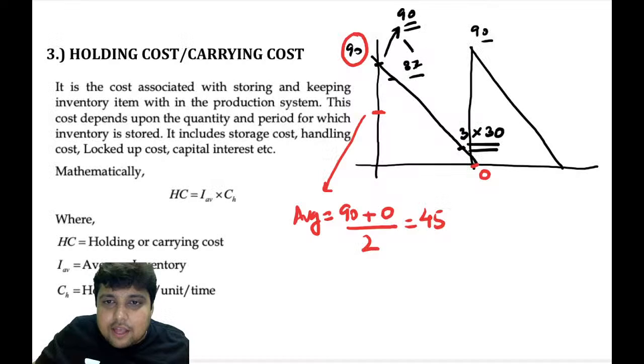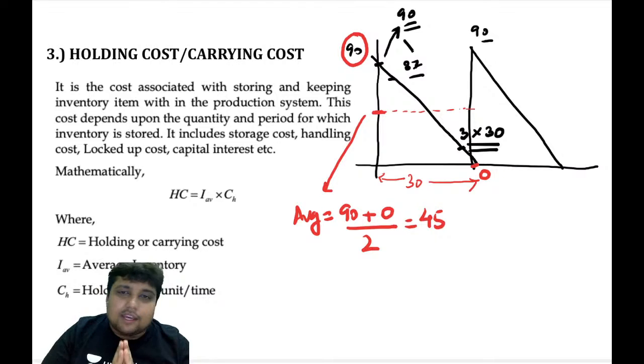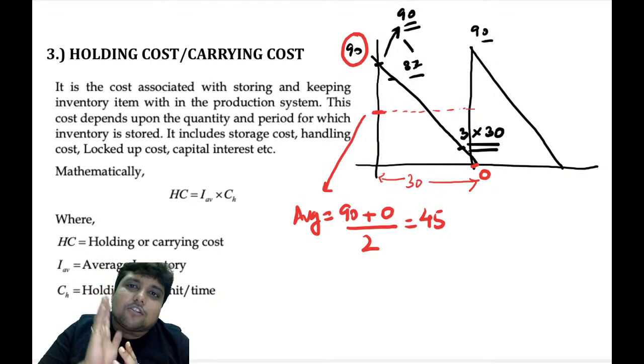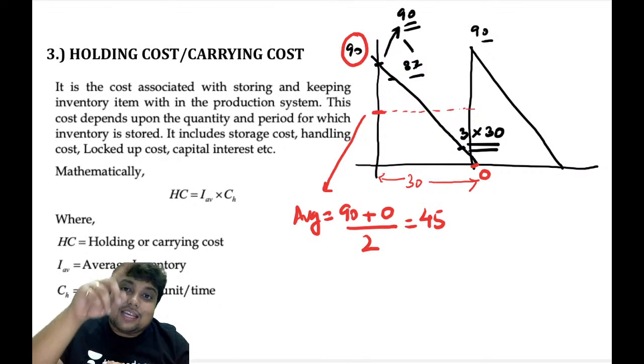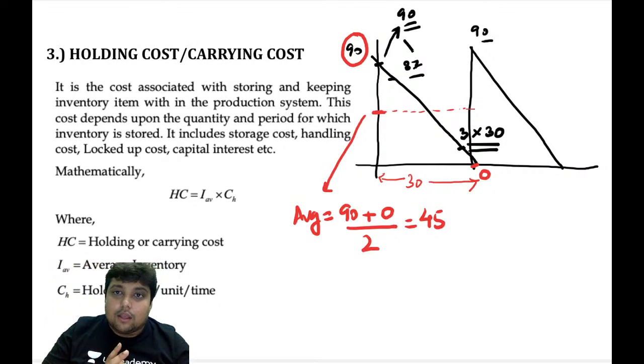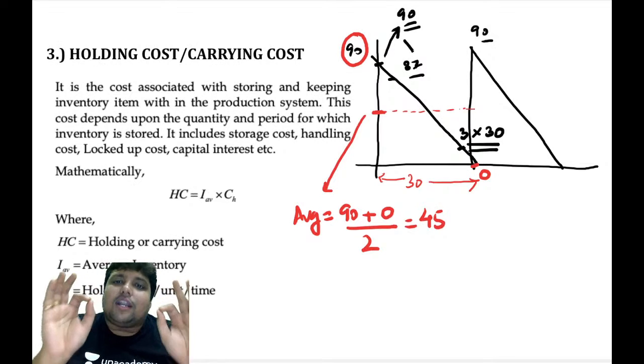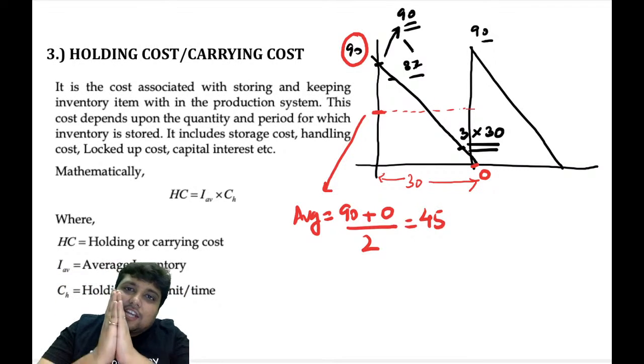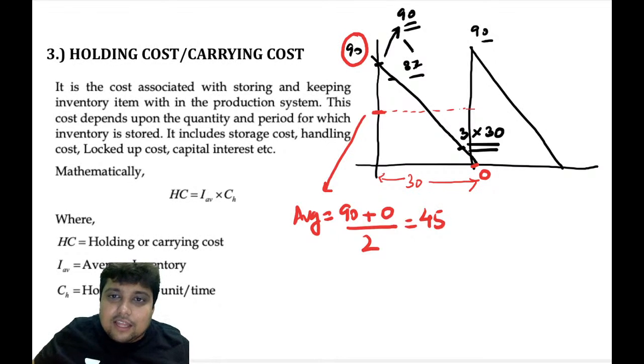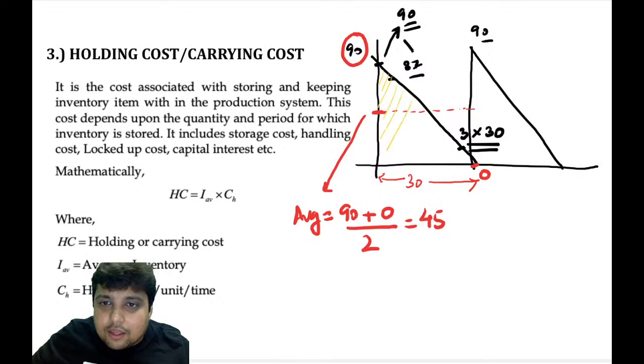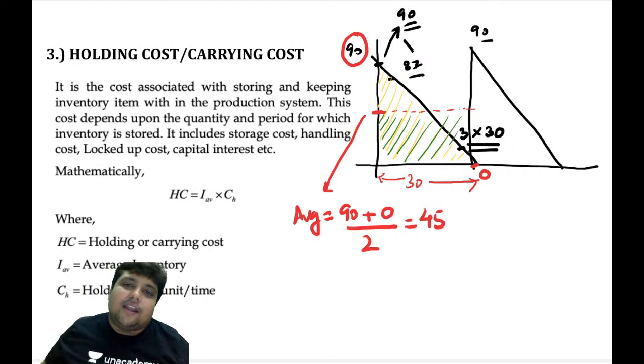Now all I am saying is, just consider that this 45 packets of Maggi stayed for an entire 30 days. What I am assuming is, rather than 90 packets of Maggi staying for the first 3 days, 87 staying for the next 2 days, and on the last day, 30th day, 3 packets remained. What I am saying is, just say that 45 packets of Maggi stayed for the entire 30 days. And all I am saying is, the cost that you will incur from this yellow shaded area, let's say the same cost we will incur from this green shaded area.